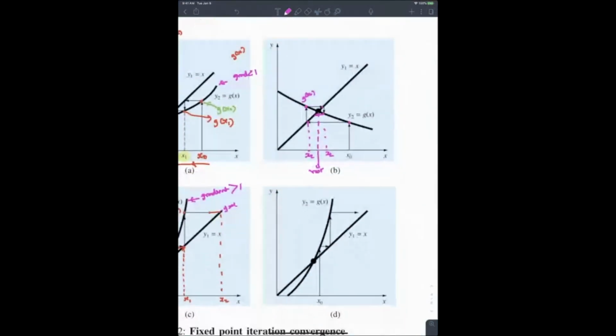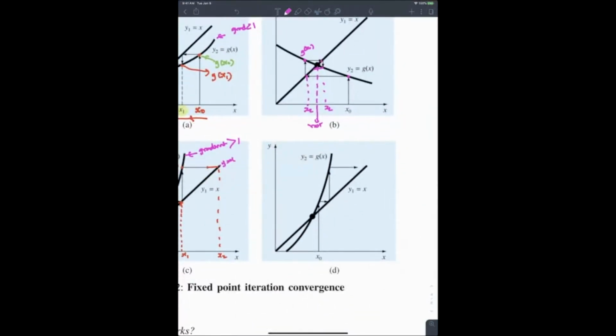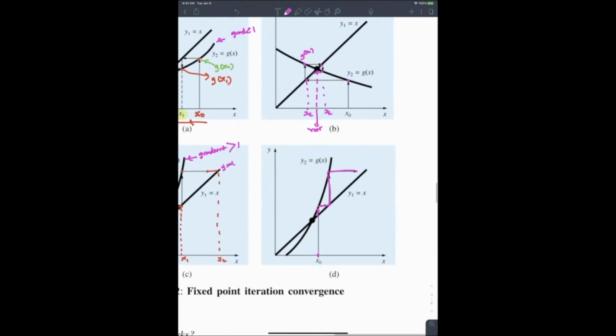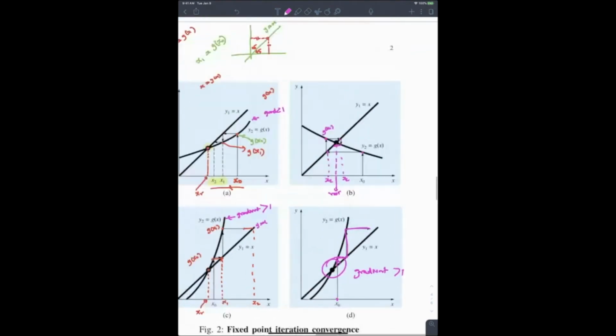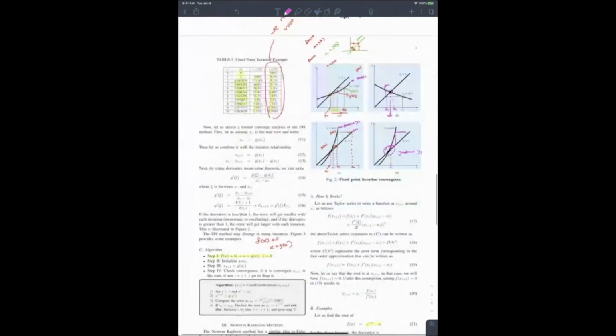Here is another example. You start here, go here, and go back. It just keeps diverging. But if you look at that gradient, again, around the root, the gradient of the g(x) function is negative, less than 1. Whereas here, the gradient is greater than 1. So it is called a rule of thumb. That means it is not always true, but it is a good hunch about how these things happen.